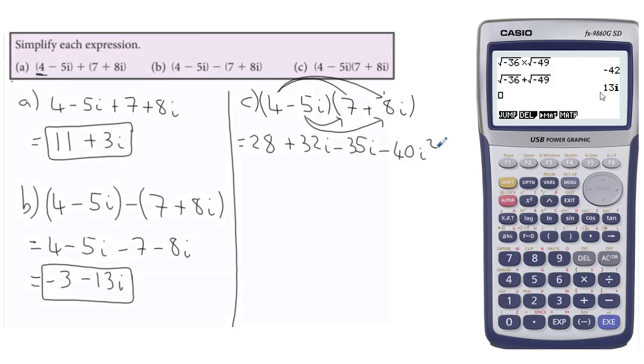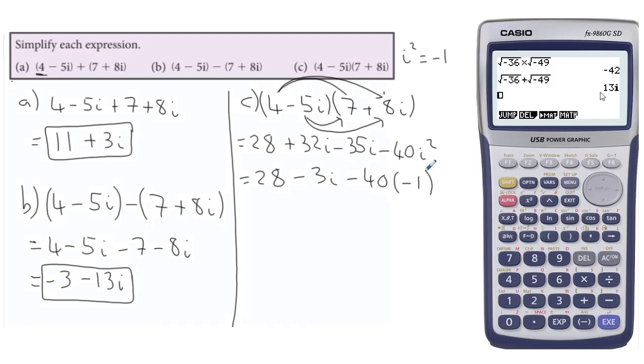Remember, the whole of the complex number system is built around one key principle, which is that i squared equals minus 1. So i equals the square root of minus 1. So this now turns into, well, you've got 28. You've got 32 minus 35 is minus 3i. Then you've got minus 40 times i squared, which is minus 1.